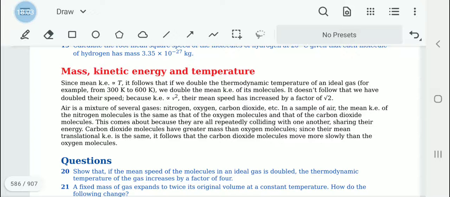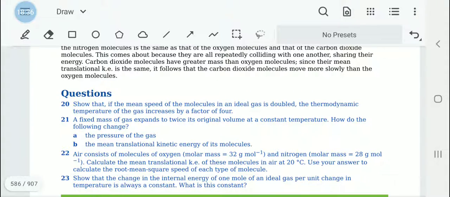As a result, these are gases that have been there in the air for a long time. It is not something that is just released. So they share their energy. Carbon dioxide has a greater mass than oxygen, but because their translational kinetic energy is the same, they move much more slowly than the oxygen molecules because of the mass difference. That is another important thing that you need to remember.